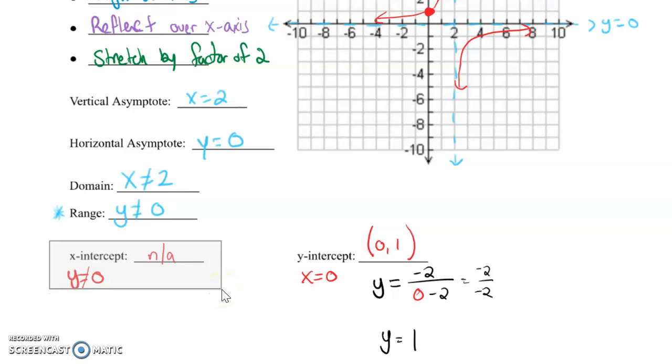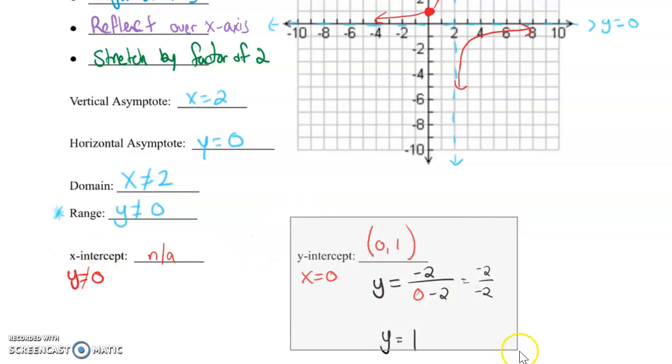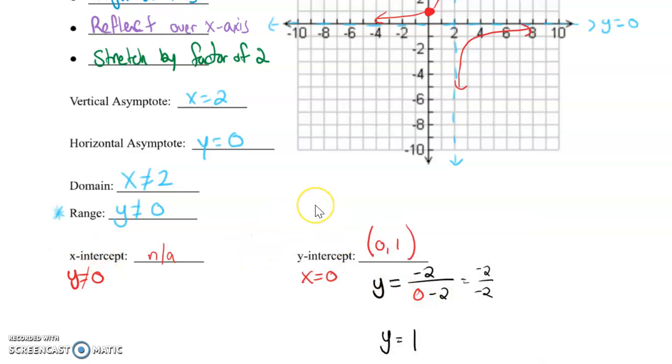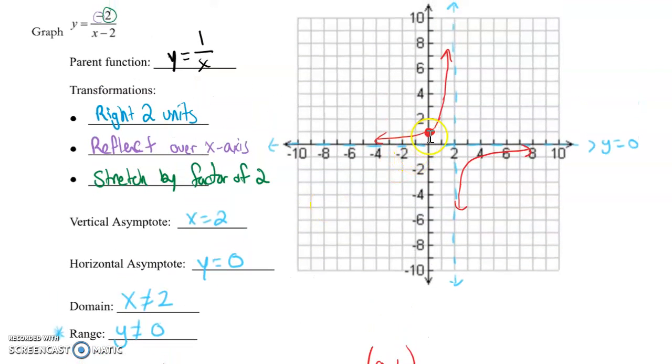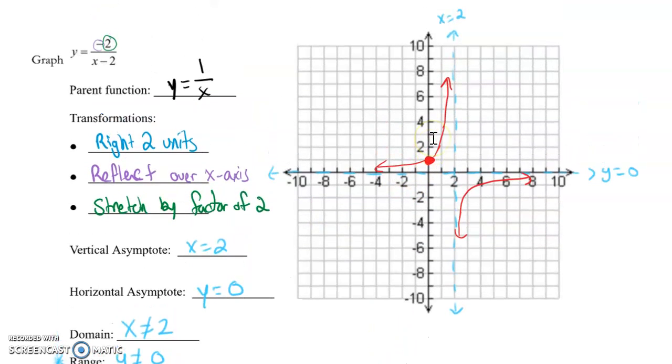And that's okay. We just say that there isn't one. That's not applicable. But I do still have a y-intercept that I calculate and find. And that's the time where I'm only going to have one point that I can graph. I'm not going to graph an x and a y-intercept. I'm only going to graph this one. But that's enough to give me a general sense of what this function is going to look like.